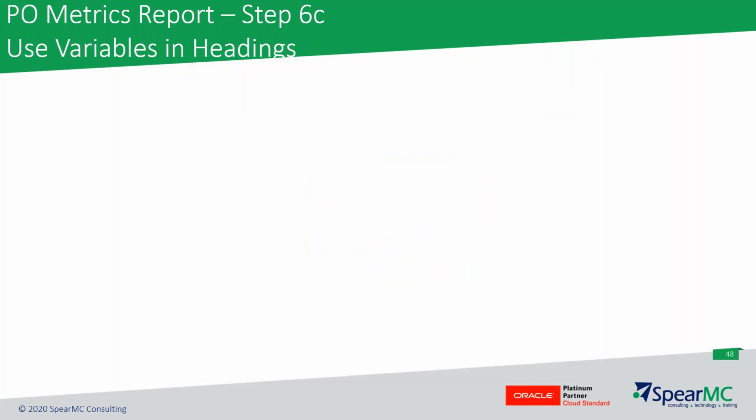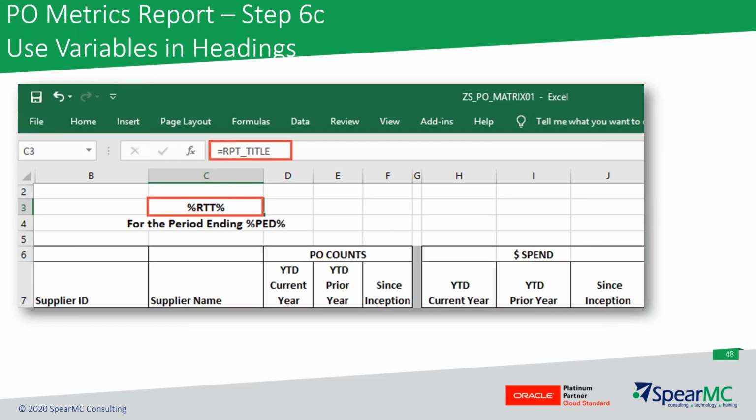Okay, so next I'm going to use these variables in the headings. So let me go back to the top left of the report, and then I'm going to start adding in some of these variables that we just created. So in cell C3 here, I typed in equals RPT underscore title, and enter. It converted it to the value for that named value of report title.